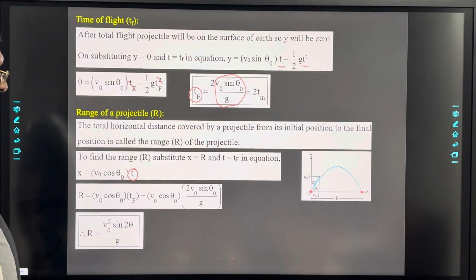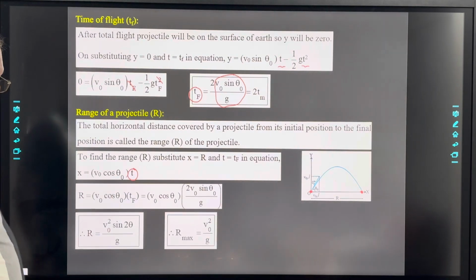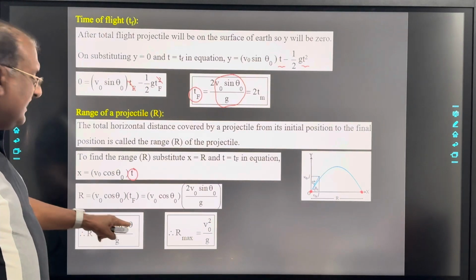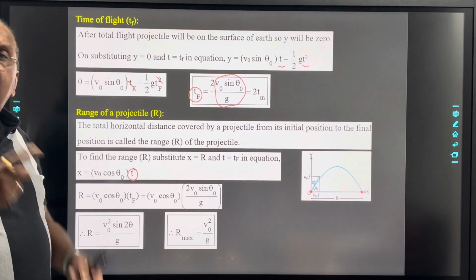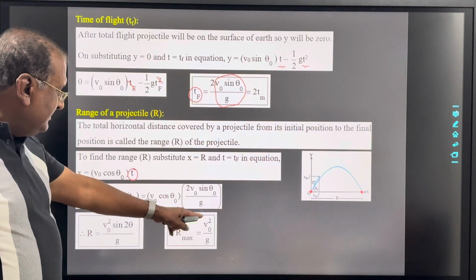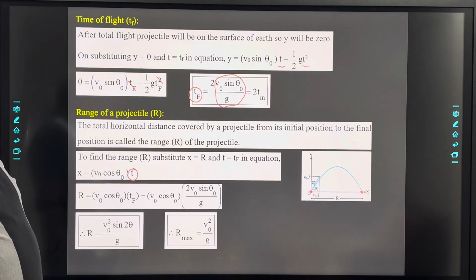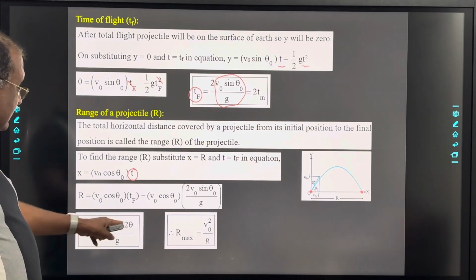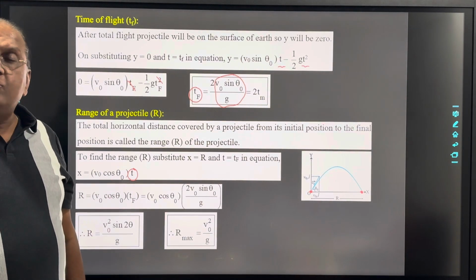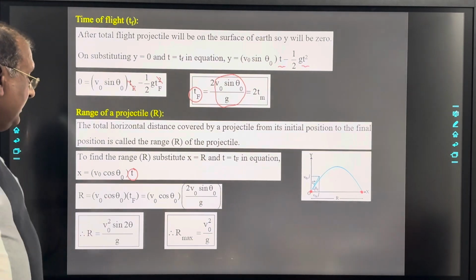Now see here, one important thing you can observe from this: the maximum range will be when the value of sin 2 theta is 1. So the maximum range will be v0² / g. When sin 2 theta is 1, it implies that 2 theta is 90. Sin 90 is 1. And when 2 theta is 90, theta is 45.